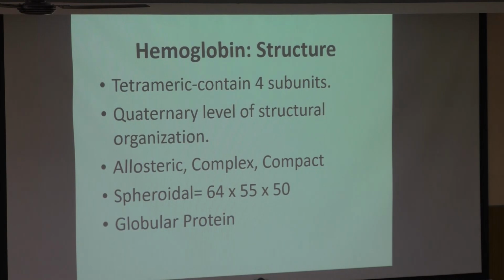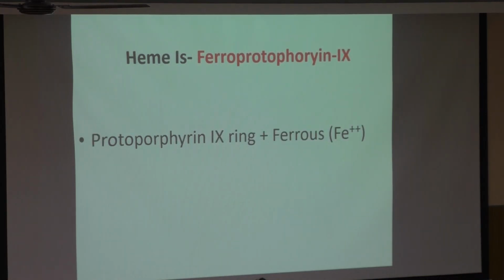If you see the structure, what is the structure of RBC? Concave. Okay. So then we will divide hemoglobin into heme and globin. First let's discuss the heme. Heme is ferroprotoporphyrin 9. It consists of two parts: first is the ferro, meaning iron, and second is the protoporphyrin. So it is an iron ring and the ferrous. These are the two components in the heme.